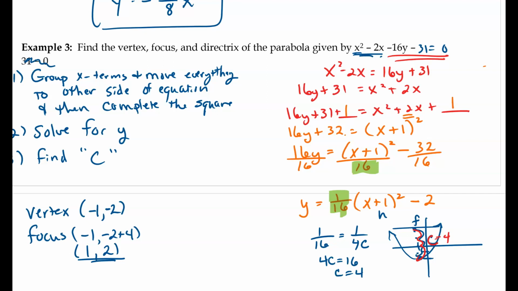The directrix means I have to go the opposite direction. So we have to go 1, 2, 3, 4 down. That's going to be a negative c. And so that would end up being y equals negative 6.